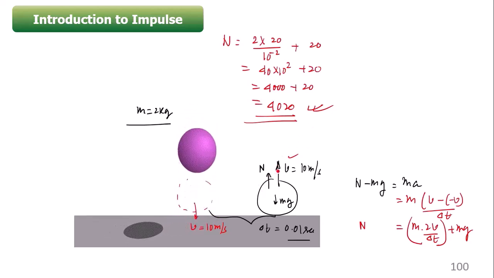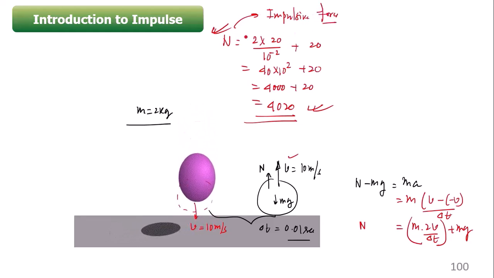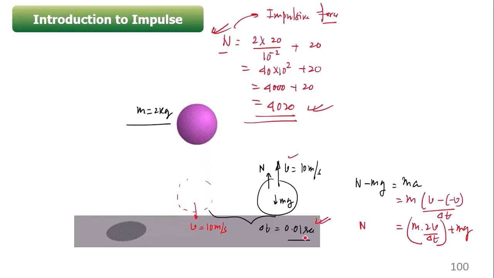This normal force is given by the ground. This is quite a large value of force. That means this force is known as the impulsive force, and the product of force into time gives the impulse. Whenever there is a large force, and 4020 Newton is a very large force, acting for a very short duration of time, delta T of 0.01 second, that means it is a kind of impulsive force.